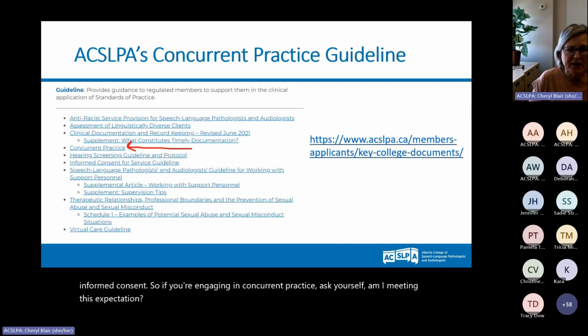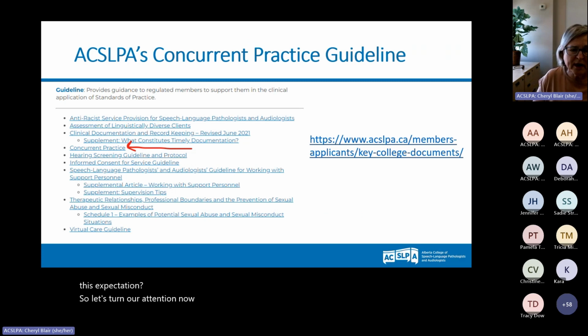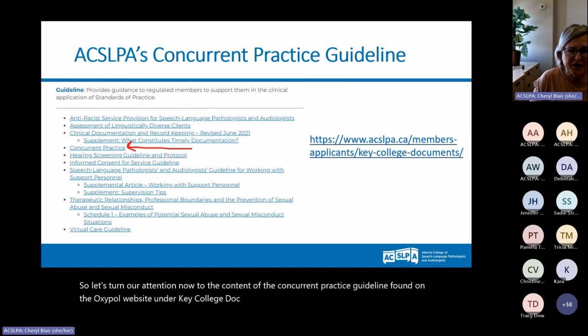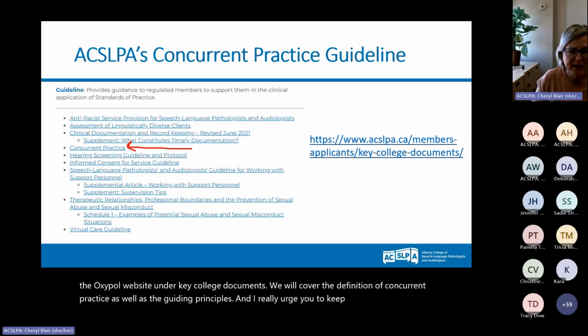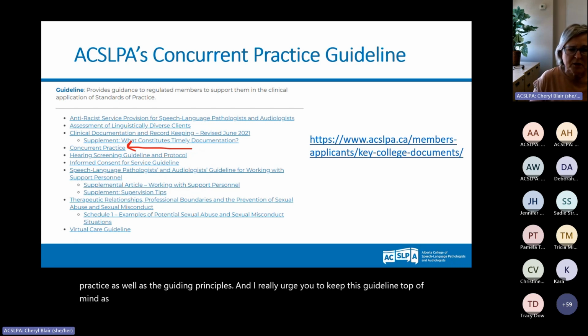So let's turn our attention now to the content of the concurrent practice guideline found on the AXAPA website under Key College Documents. We will cover the definition of concurrent practice as well as the guiding principles. And I really urge you to keep this guideline top of mind as your go-to resource if you are participating in concurrent practice.